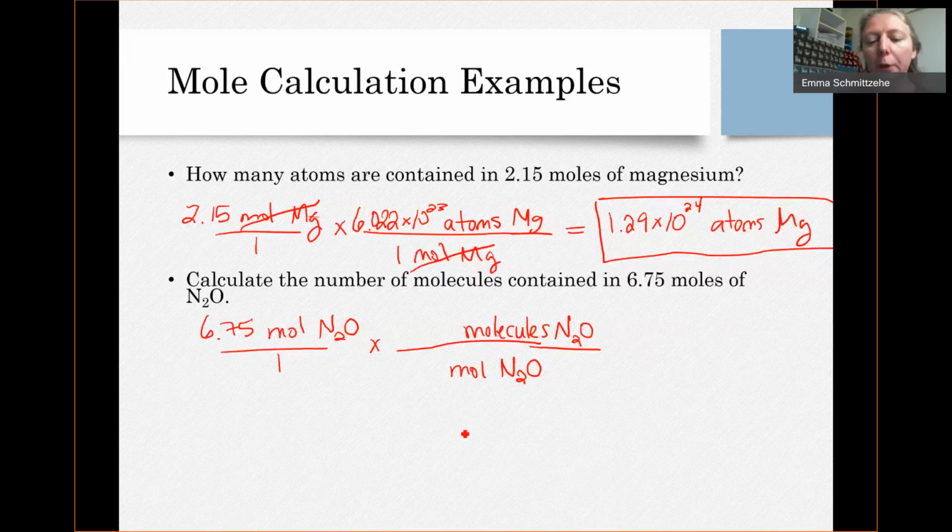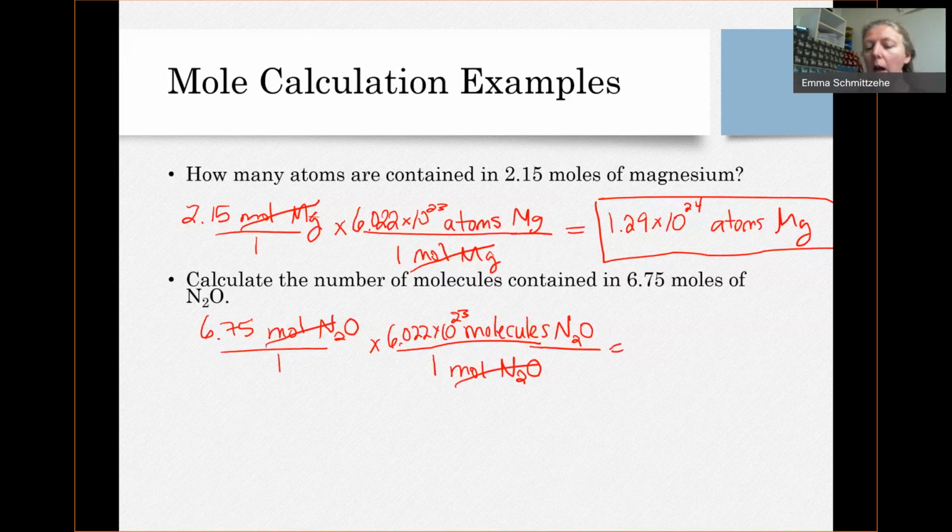Okay, so now we can fill in our information. For every 1 mole of something, there's Avogadro's number of that thing. So 6.022 times 10 to the 23rd molecules in 1 mole. So the moles portion cancels, and it's going to give me the number of molecules. So I take 6.75, I multiply by 6.022 times 10 to the 23rd.